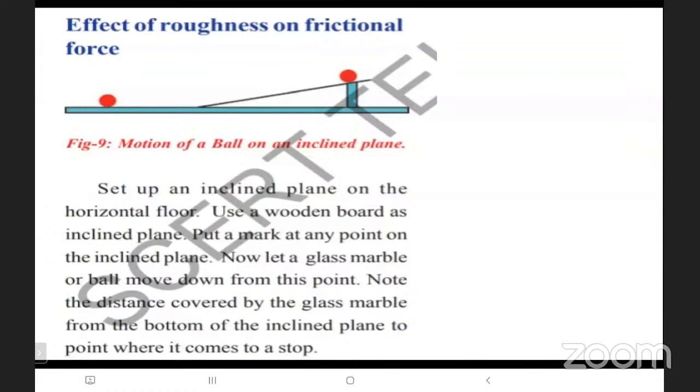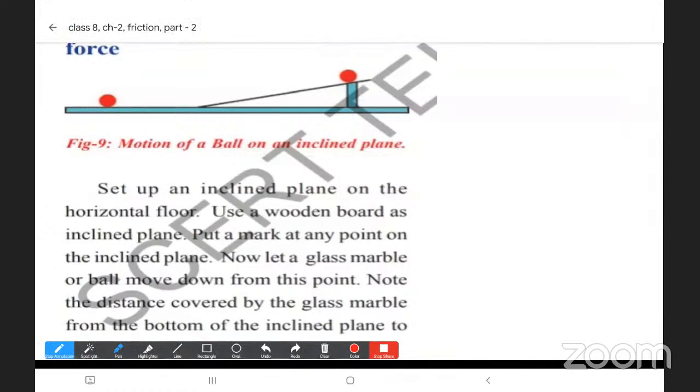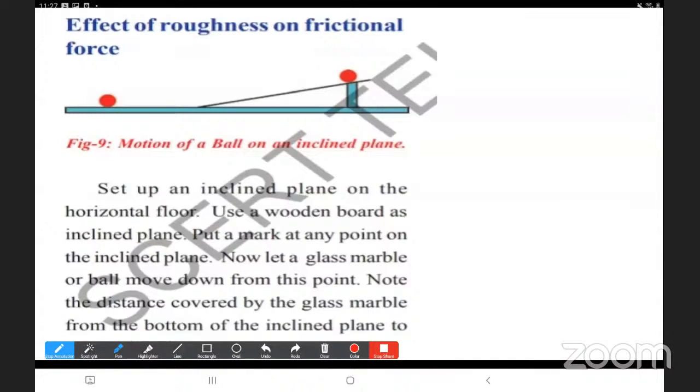So here we have to set up an inclined plane on the horizontal floor. Use a wooden board as the inclined plane. Now, we have to put a mark at any point on the inclined plane.